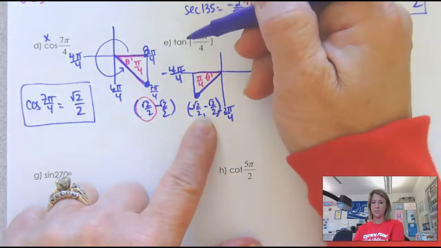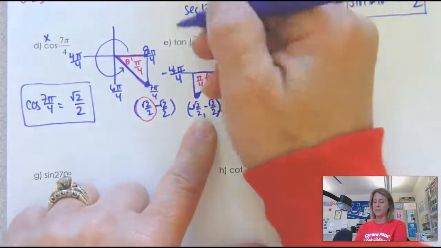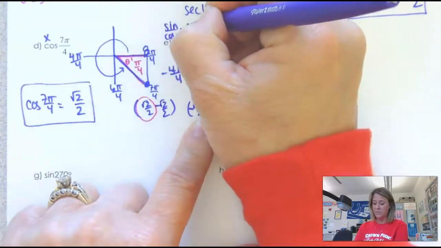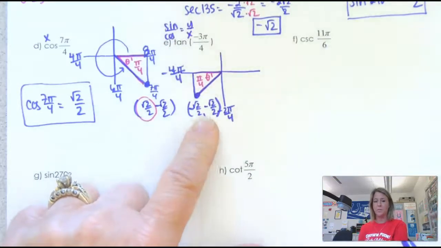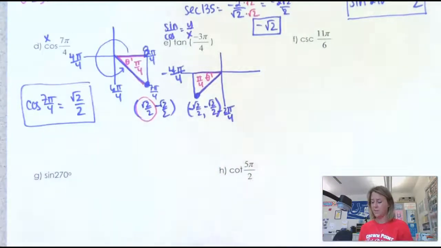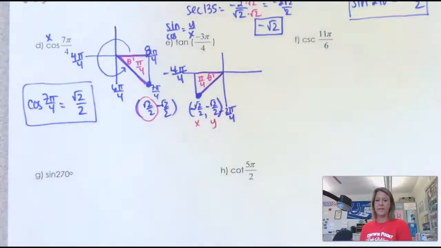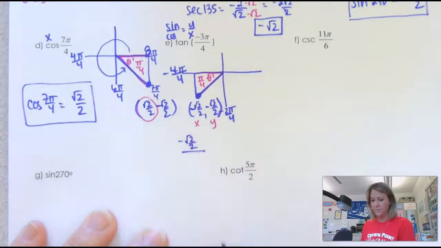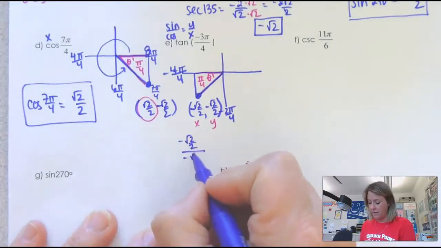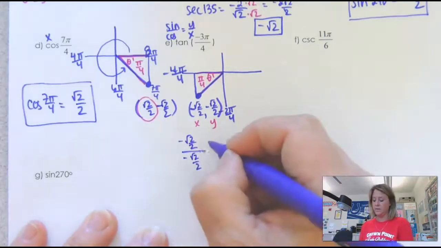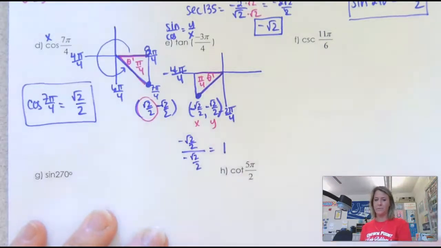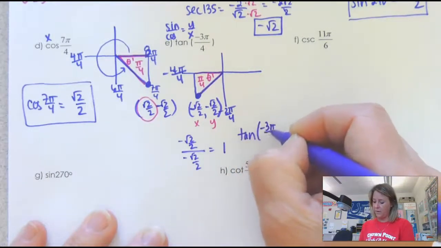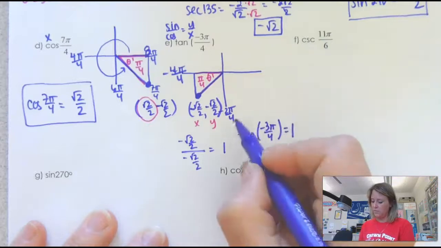Okay, we haven't done a tangent yet. So tangent means sine over cosine. That means y over x. So I need both of my values this time, my x and my y value. So my y value is negative radical 2 over 2 divided by my x value, which is also negative radical 2 over 2. So that's just going to give me 1. So tangent of negative 3 pi over 4 is equal to 1.